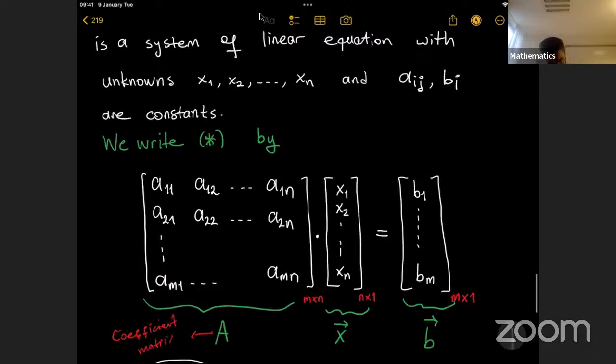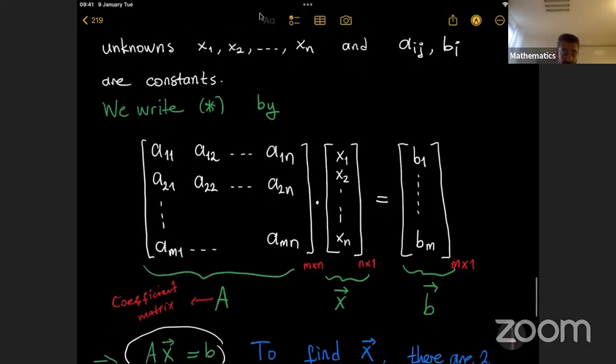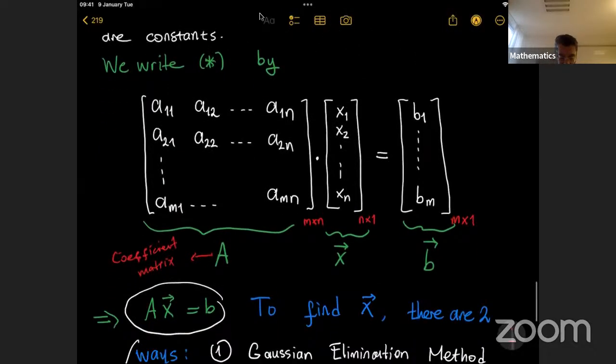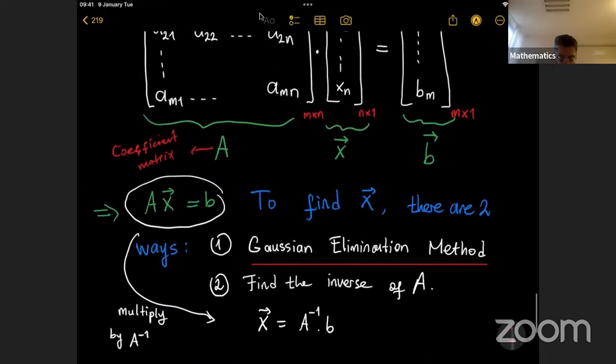For the system. And to solve the system, there are two ways. You can use Gauss elimination method, or you can find the inverse of the matrix. Well, finding the inverse of a matrix is not very easy. So we will deal with Gauss elimination method today. Let's talk about this now.